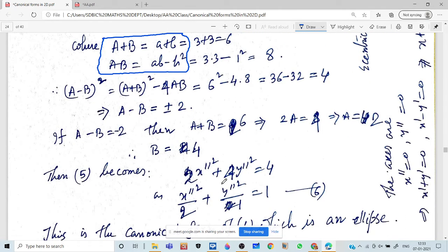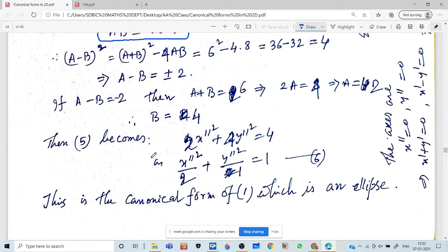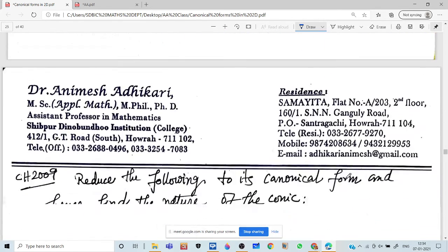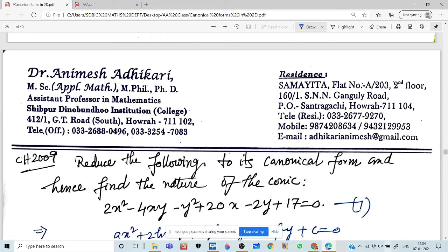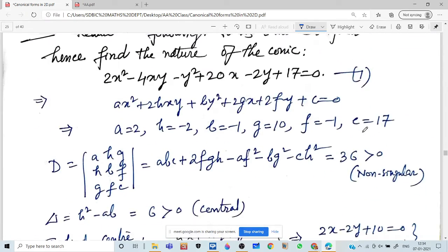We get 2x double dash square plus 4y double dash square equal to 4, and dividing on both sides by 4, you get x double dash square by 2 plus y double dash square by 1 is equal to 1, which represents an ellipse. And this is the required canonical form, or standard form, of the given equation. And the axis is x double dash equal to 0, y double dash equal to 0, and so on. As per the usual procedure, I will get the equation of the axis in the old, original system, x y.